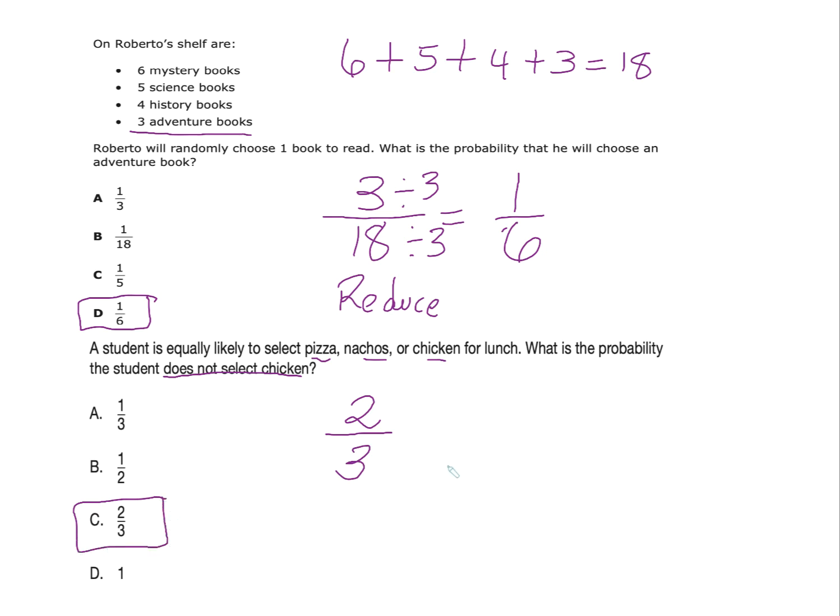The thing with probability questions is reading very carefully and thinking critically, because I find these problems are not difficult, but you have to read carefully.